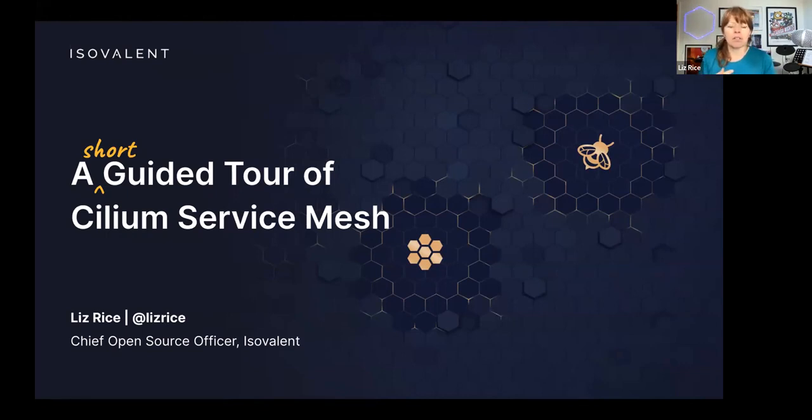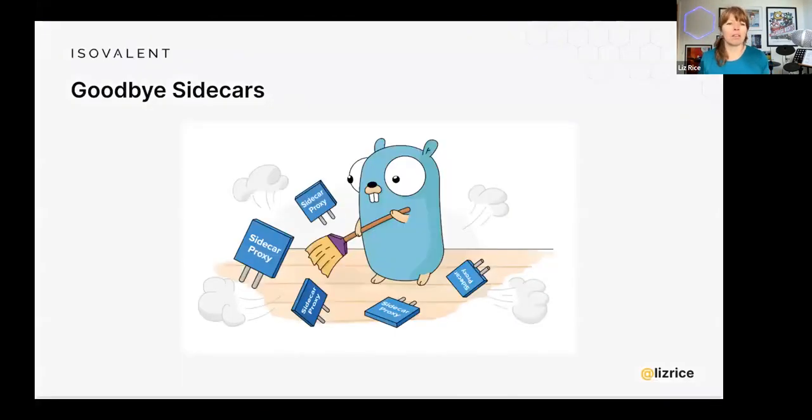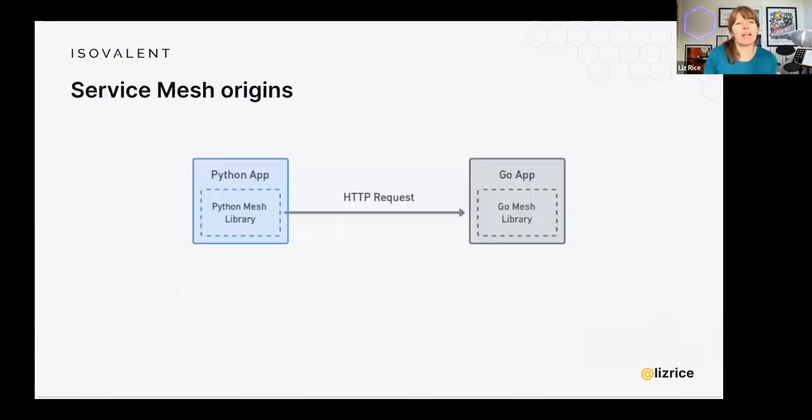And really I wanted to talk a little bit about how we got to where we are with a sidecarless service mesh. I think a lot of people are aware that with Cilium Service Mesh, we have this model that avoids having a sidecar proxy injected into every pod. I wanted to talk a little bit about how we arrived at that situation and why we believe that's a really good approach.